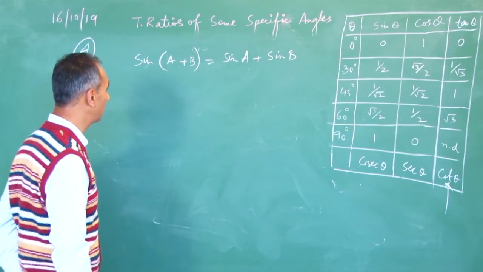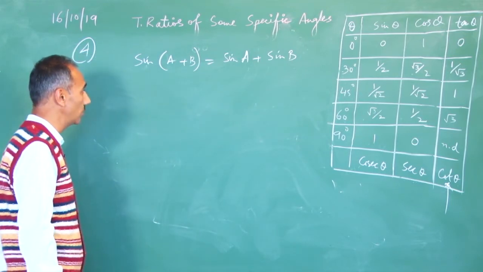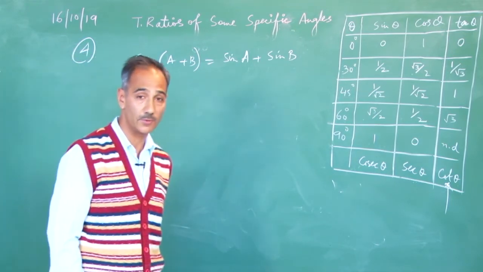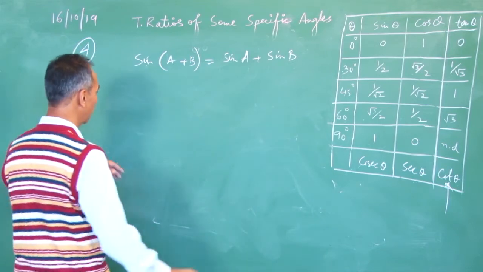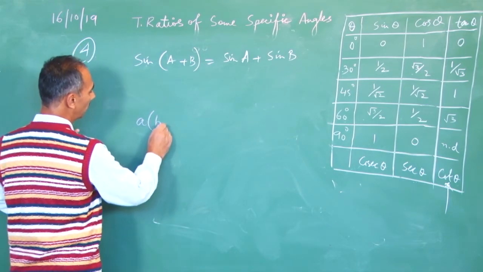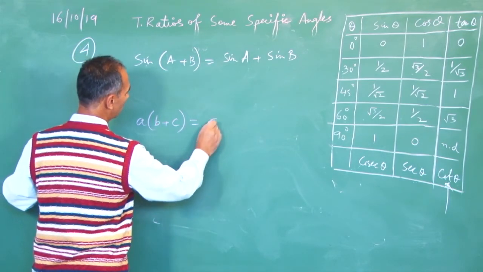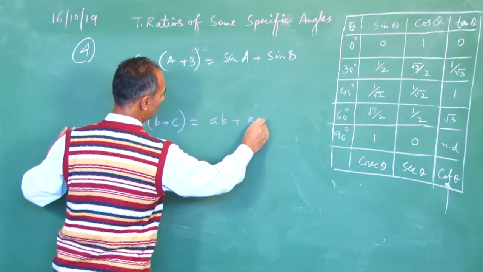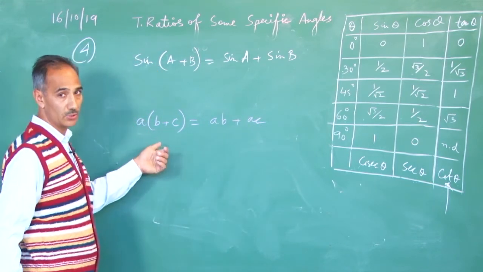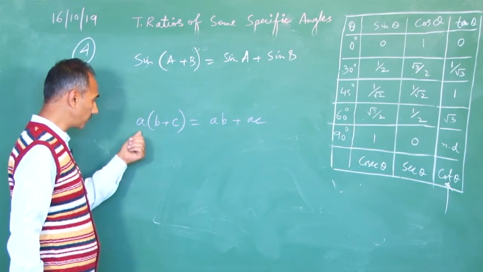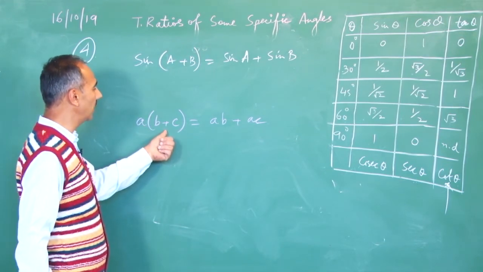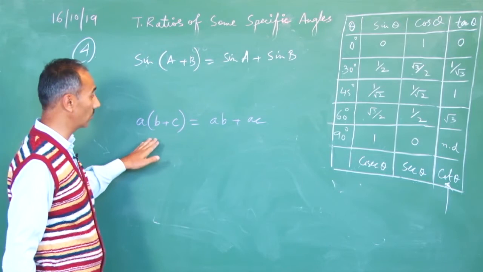This is not true, my dear friends, because see what he is using. He is using the distributive property of multiplication over addition. For example, you have a into b plus c. You have done this in lower classes as ab plus ac. So a gets multiplied to b as well as c, distributive property of multiplication over addition. It's true for subtraction also.